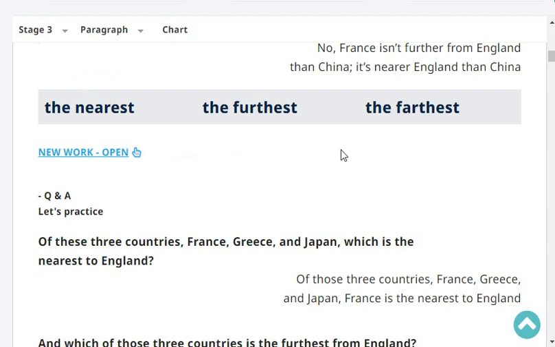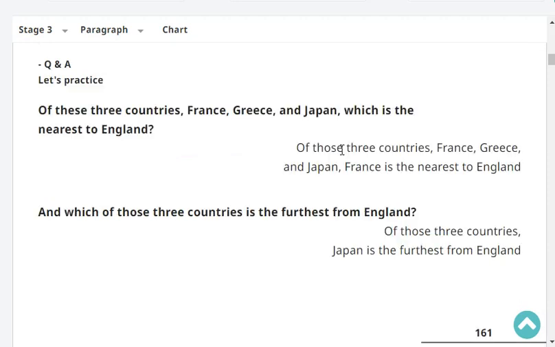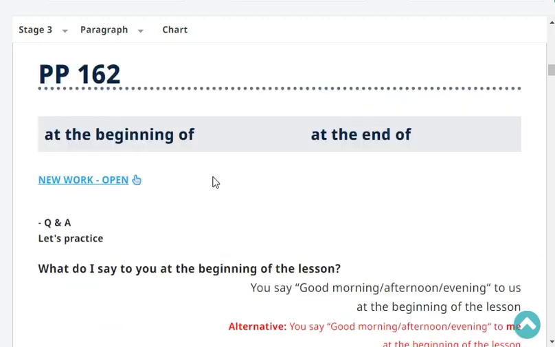Of these three countries, France, Greece, and Japan, which is the nearest to England? Of those three countries, France is the nearest to England. And which of those three countries is the furthest from England? Of those three countries, Japan is the furthest from England. Very good.